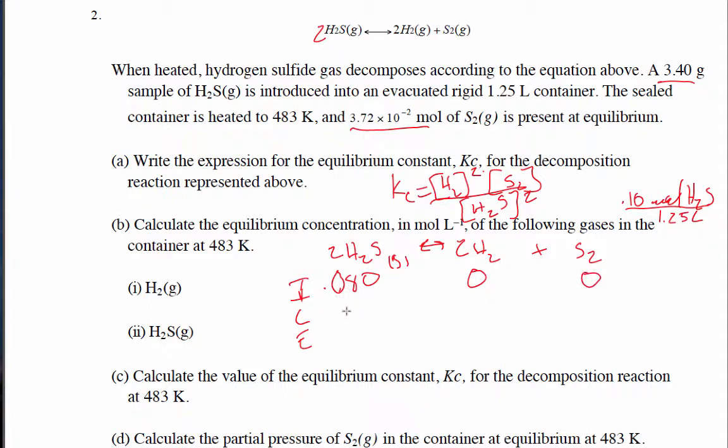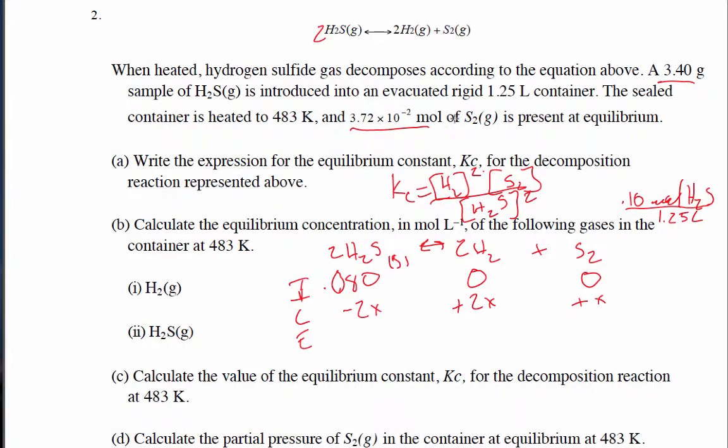In some way, when this changes, because I have zeros this direction, I'm going to decrease by 2x. This is going to increase by 2x. And this one's going to increase by x. It gives us a hint at what's happening here, though. It tells us we have 3.72 times 10 to the negative 2 moles of S2 at equilibrium.